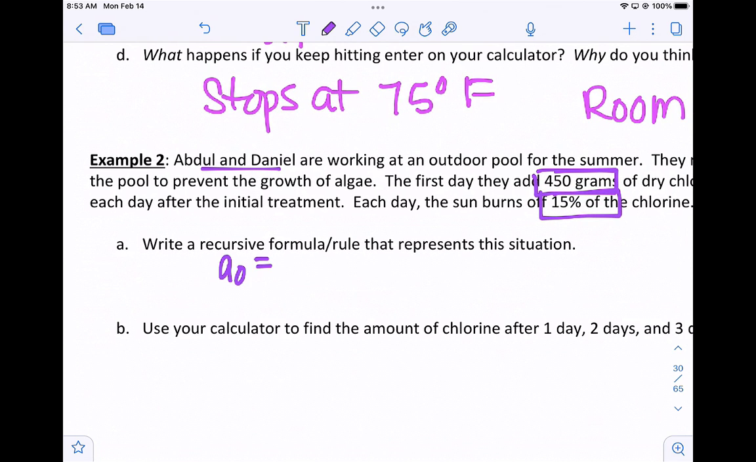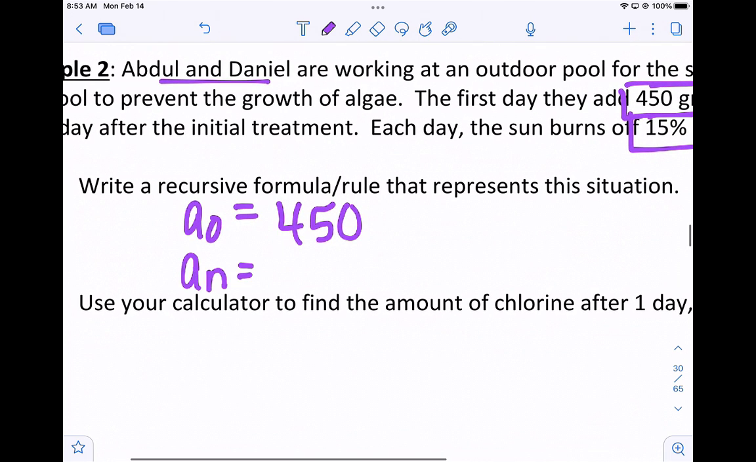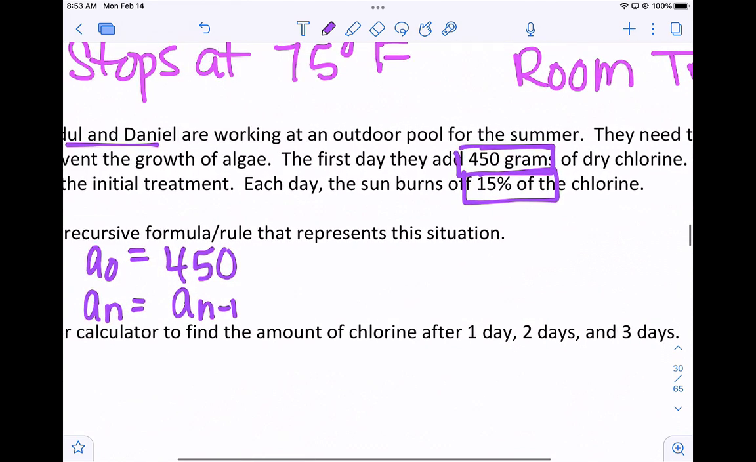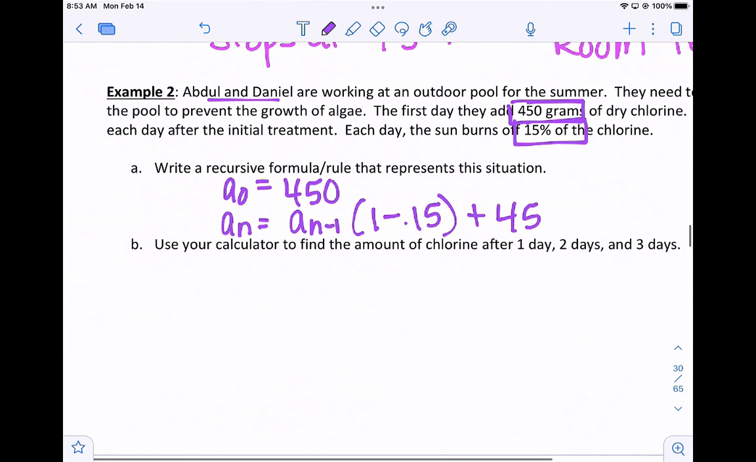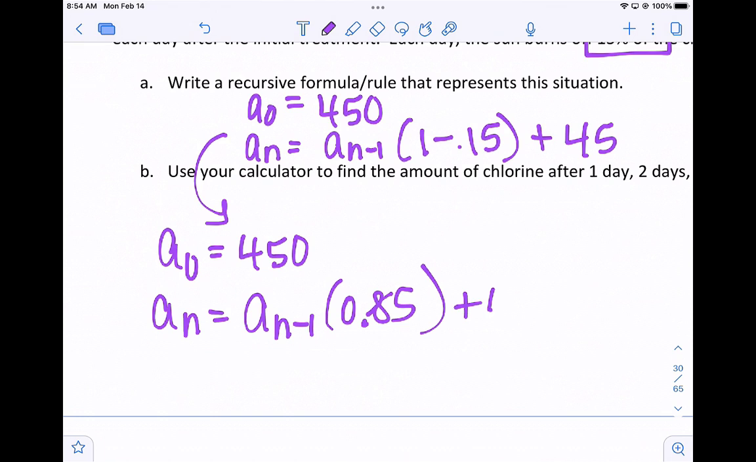So again, starting value of the chlorine, I'll use A sub 0 because it's what they're adding at first, 450 grams. For any day, the amount of the chlorine is, so if 15% burns off, we subtract that. So it'll be 85% of the day before, and then they're adding in 45 grams. So again, if we're going to program this into our calculator, because we don't know the explicit rule for this, it'll be 85% of the day before, because 15% burns off, plus 45.